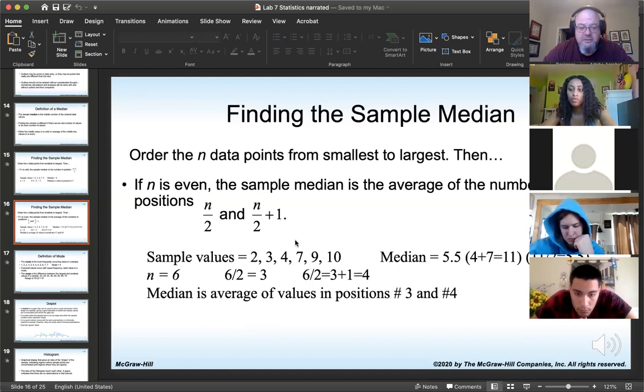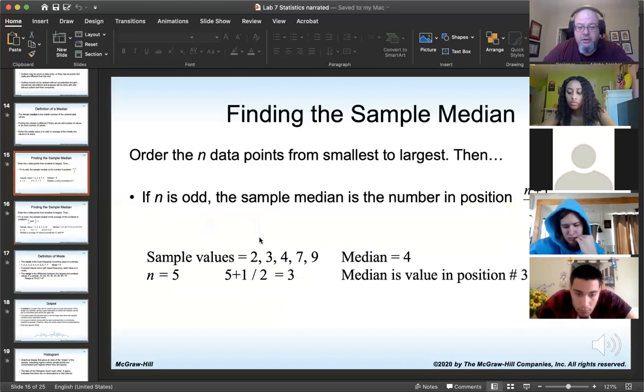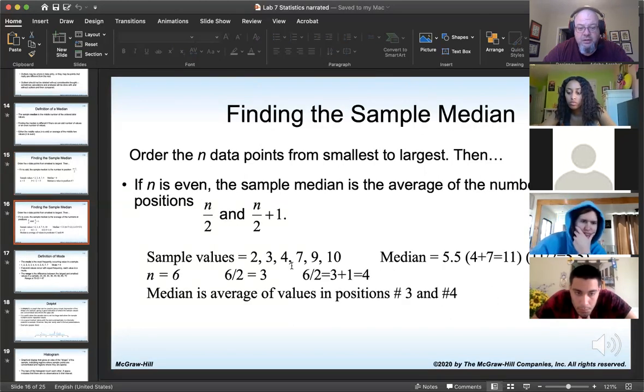So your median is not always one of the numbers. Again, if you've got an odd number, the median will be one of the numbers, that middle position. But if you've got an even number of values, sometimes your median is the mean between the middle two.